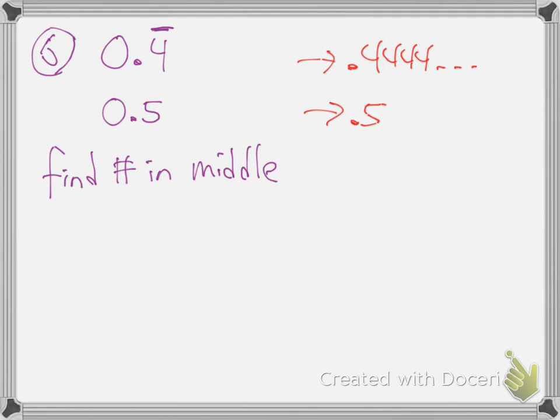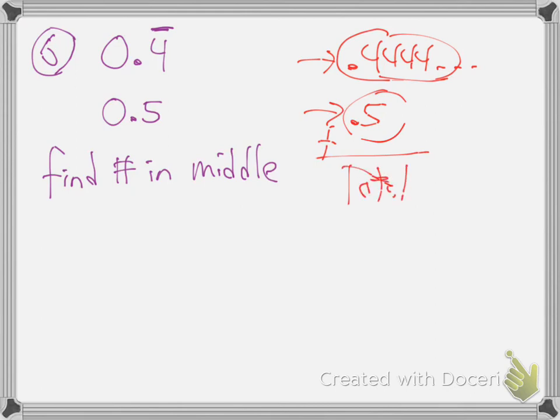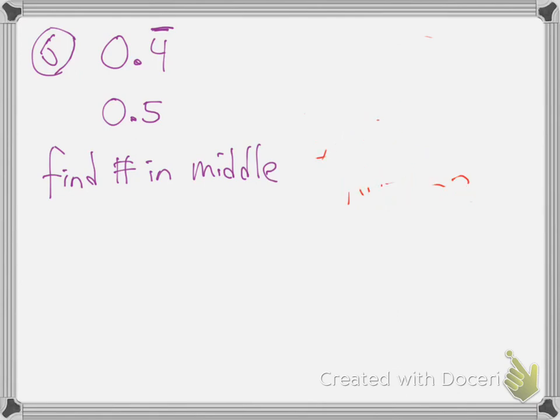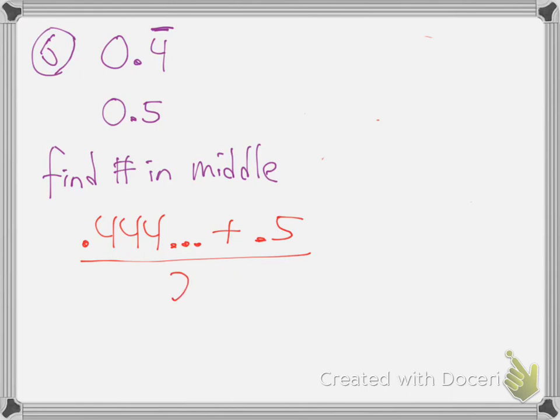So why don't I just put this into my calculator, add them up, get the total, and then divide it by 2. Does that make sense? I'm not writing that very neatly, let me do that better. So it's 4's forever, add it to 0.5 and divide by 2. You guys got it? Let's do it. Now you have to do it exactly that way.